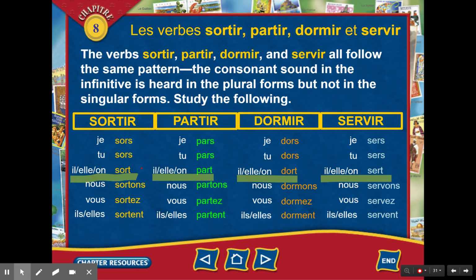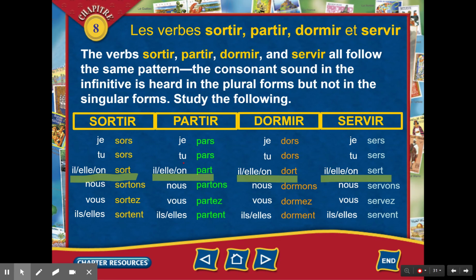All right, guys, let's practice pronunciation. If you would please repeat after me. Répétez après moi, mes amis. Here we go. Je sors, tu sors, il sort, elle sort, on sort. Nous sortons, vous sortez, ils sortent, elles sortent. Very good.